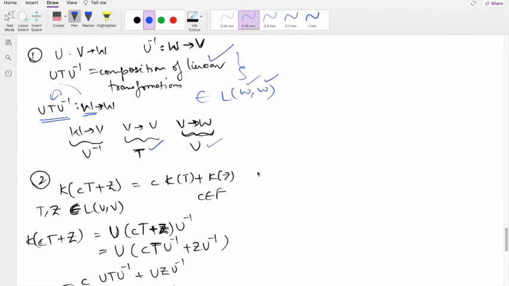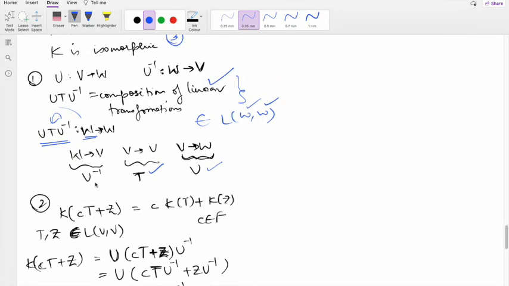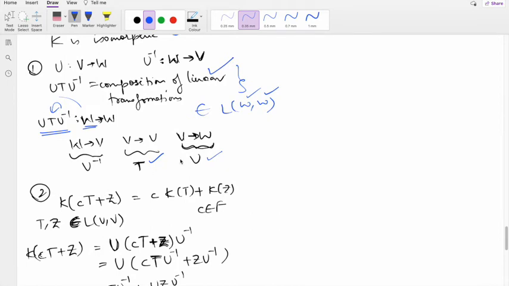So what we need to do is take two elements from this vector space, this L of V comma V, which is the set of all linear operators on set V. So let's say I have two operators T comma Z. I need to prove that K of CT plus Z is C times K of T plus K of Z, where C is a scalar over the field F, right?